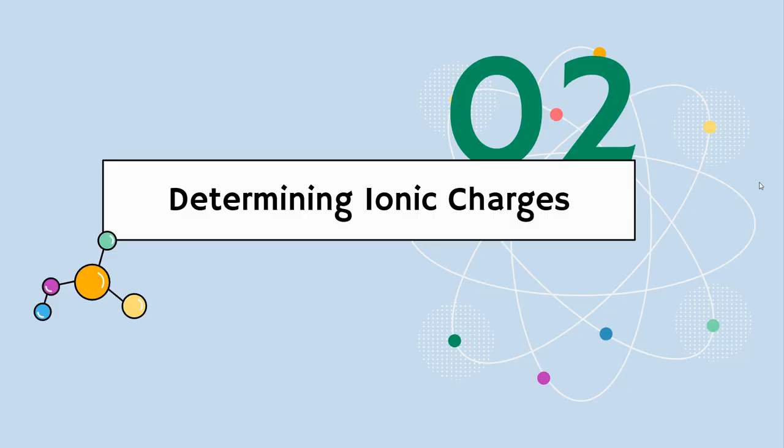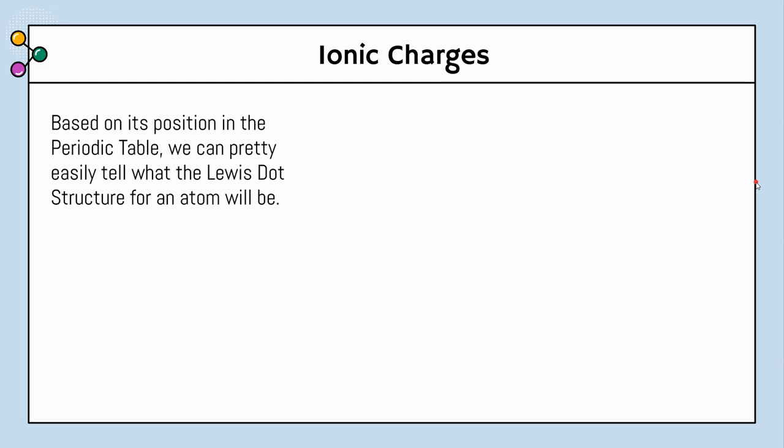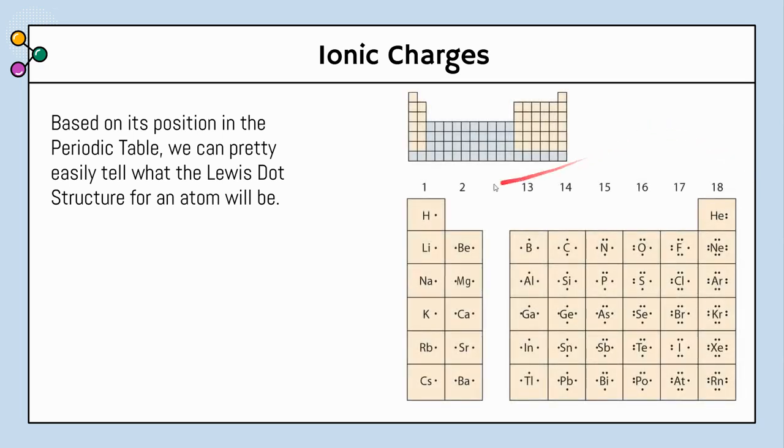Now let's talk about how to determine ionic charge. It's pretty much as simple as what we just discussed, but we really have to fold back in Lewis dot structures. If we look at the periodic table, it's pretty easy to tell what the Lewis dot structure for an atom will be. Remember that these Lewis dot structures show that outermost organization of electrons. They show the valence shell.